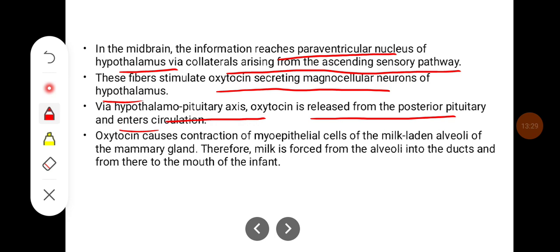Oxytocin causes contraction of the myoepithelial cells of the milk-laden alveoli of the mammary gland. Therefore, milk is forced from the alveoli into the ducts and from there to the mouth of the infant.